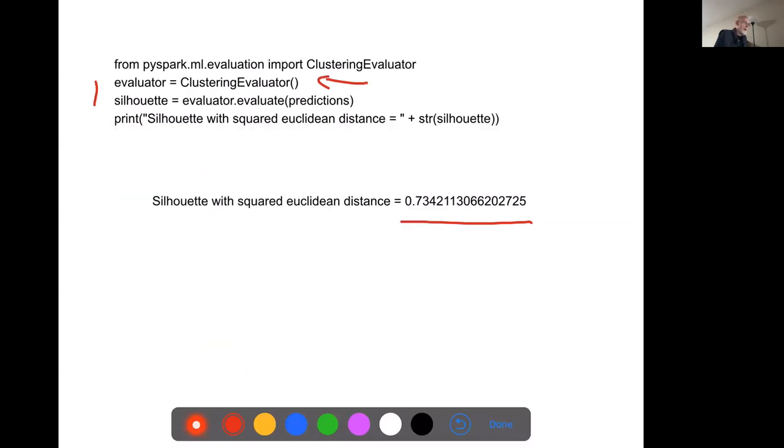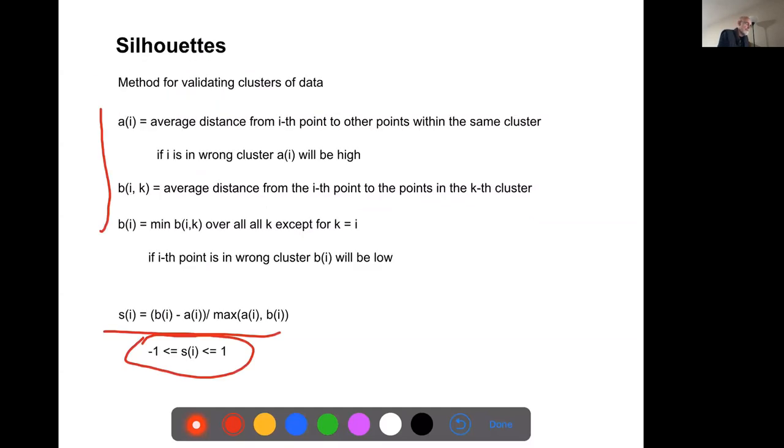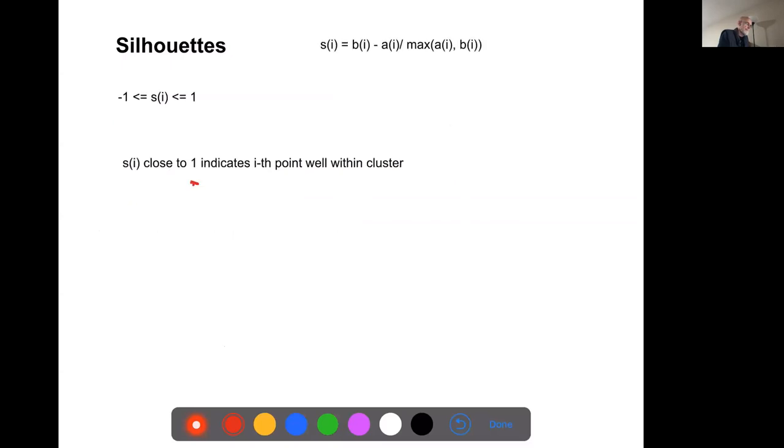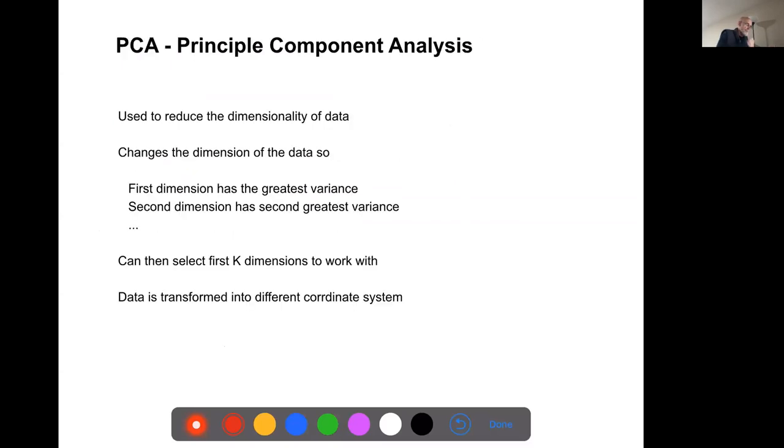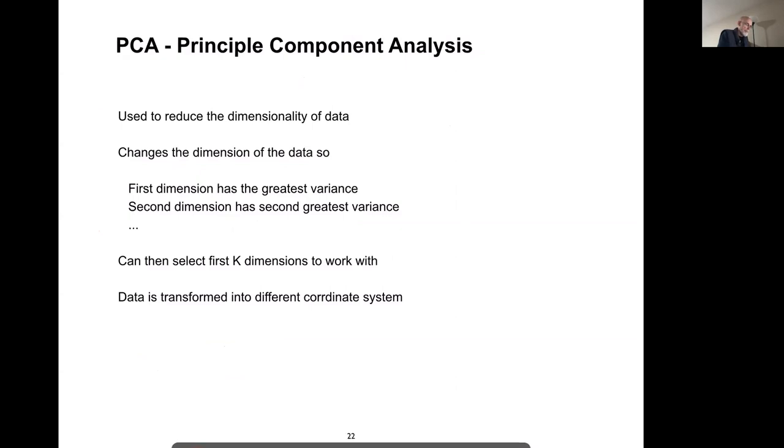So that's not a bad value, it's a relatively good sign. Any questions so far?